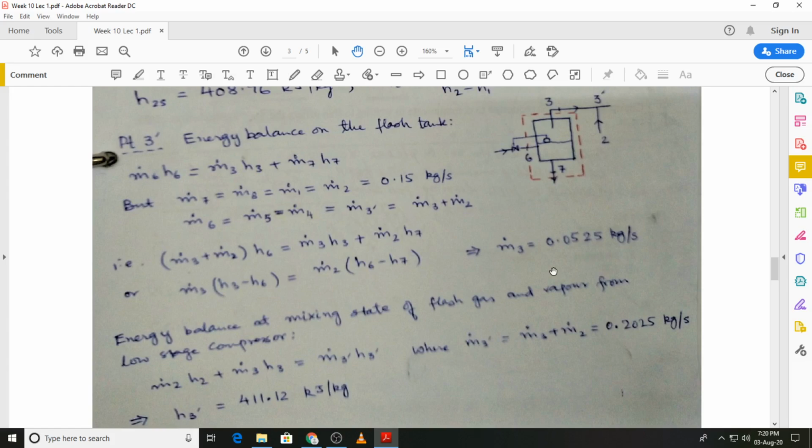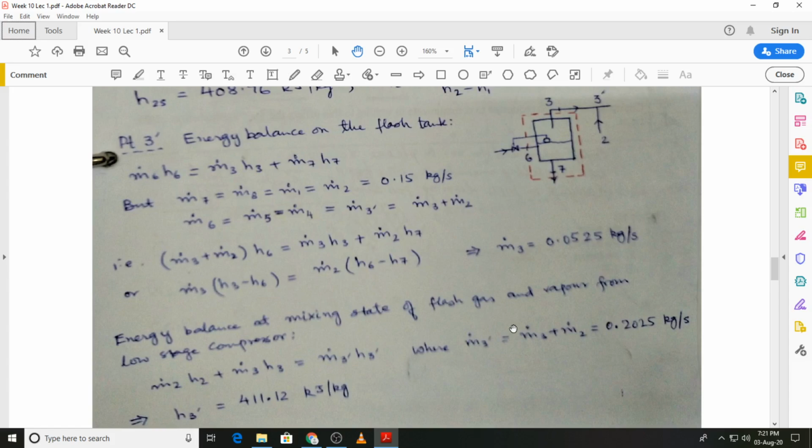Once we have got the mass flow rate, this is the mass flow rate that is leaving the flash tank. So that is not the total mass flow rate that is compressed by the high stage compressor, that is just the mass flow rate leaving the flash tank. The total mass flow rate will be the sum of m dot 3 and m dot 2 as we have identified earlier.